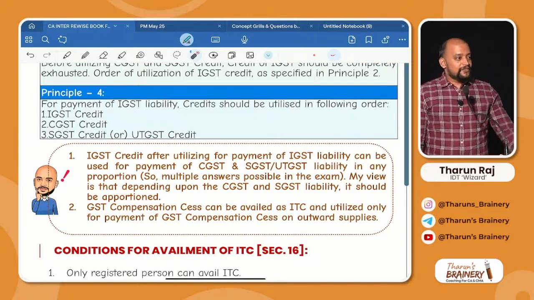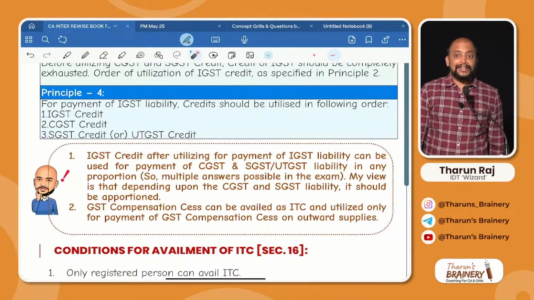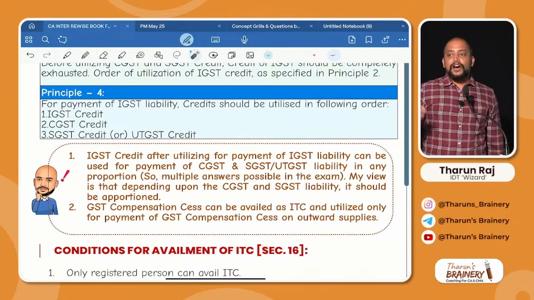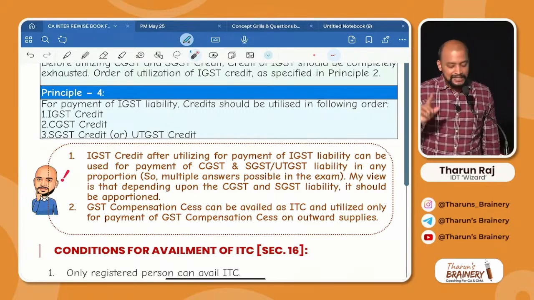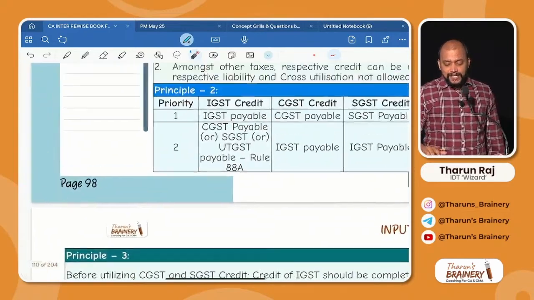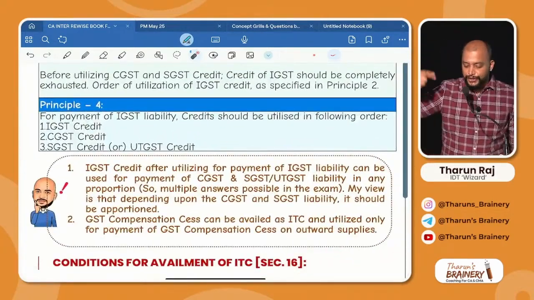So therefore, first IGST liability will be paid out of IGST credit, then CGST credit, then SGST or UTGST credit. Are you getting this? These four principles. Next, what is the difference between that second principle and this fourth principle? What is the difference between these two?